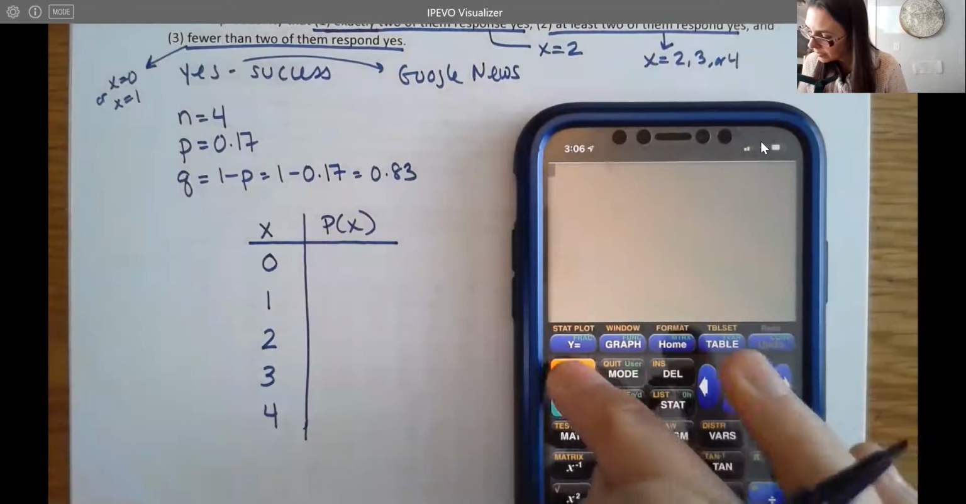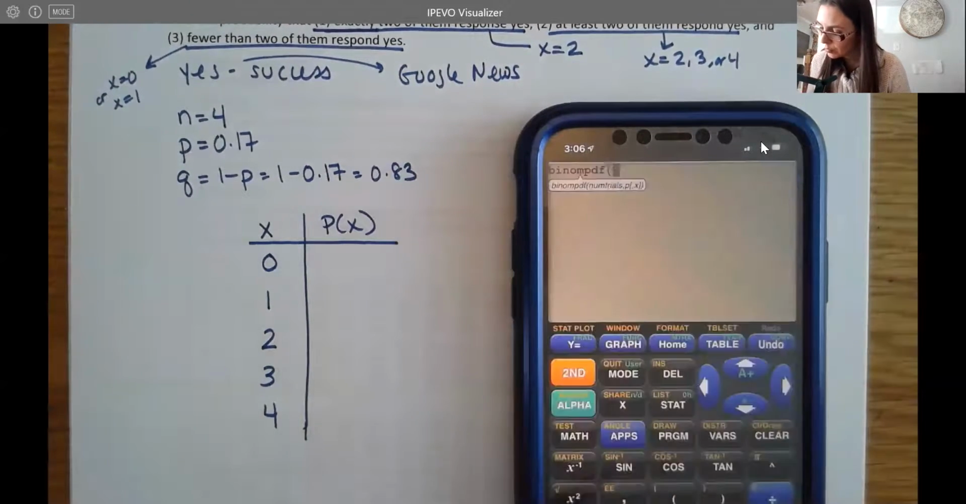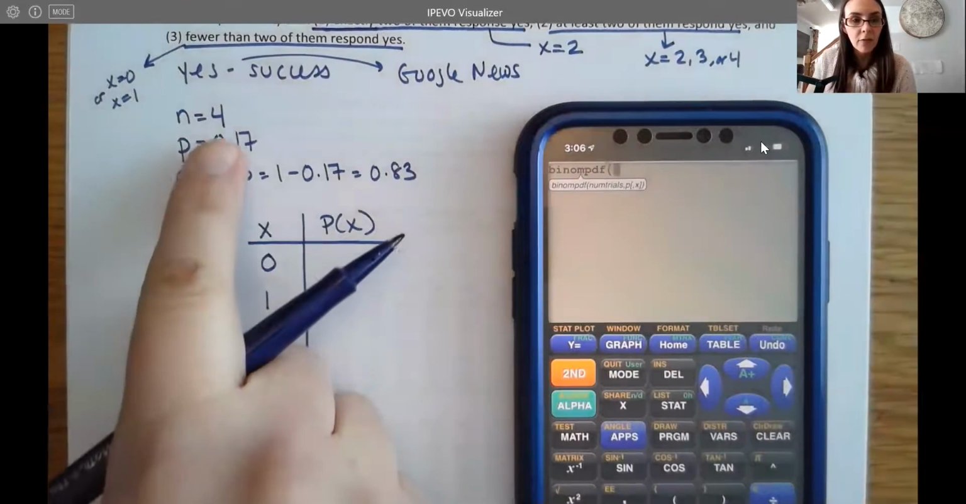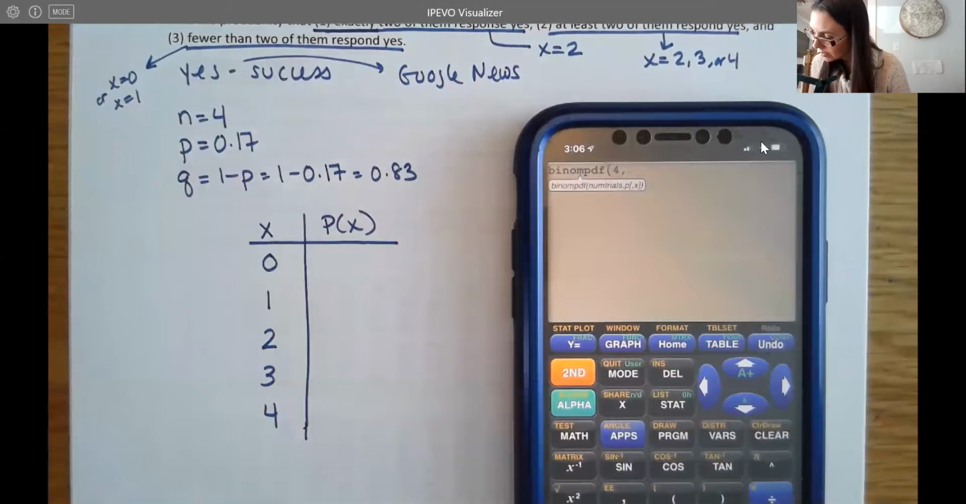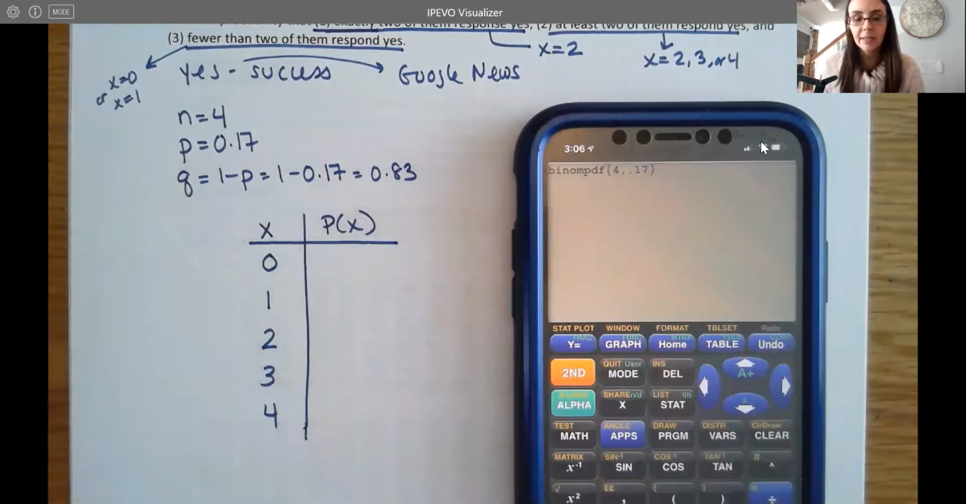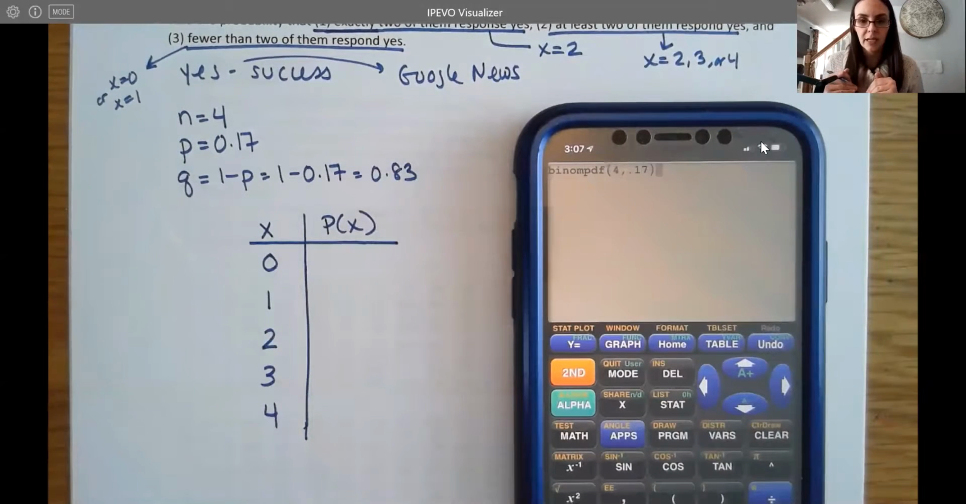So I'm going to hit second bars. I'm going down to binomial PDF. I have 4 for my number of trials and 0.17 for my probability of success. I'm not going to put in an X here because I want it to give me all my X's at once. And again, I'm just going to make sure you're set up first so that you can actually just record your data. And I hit enter.